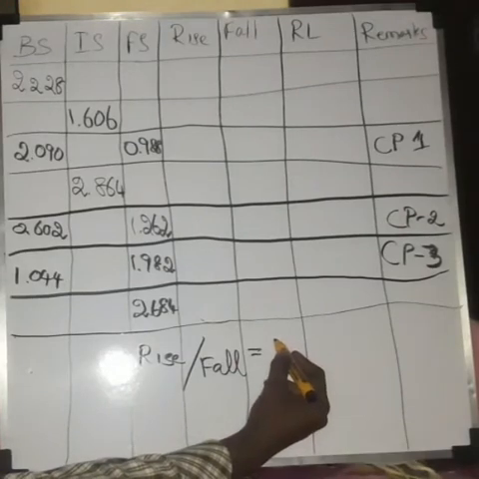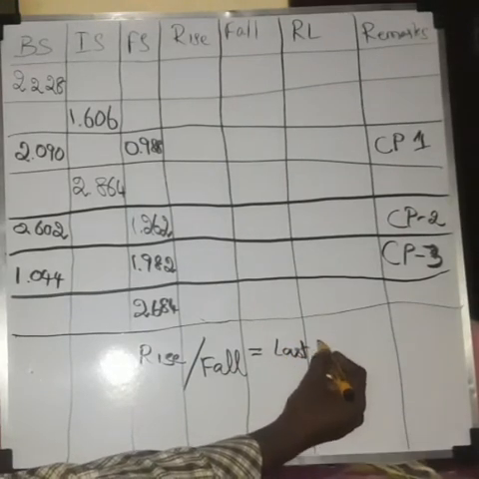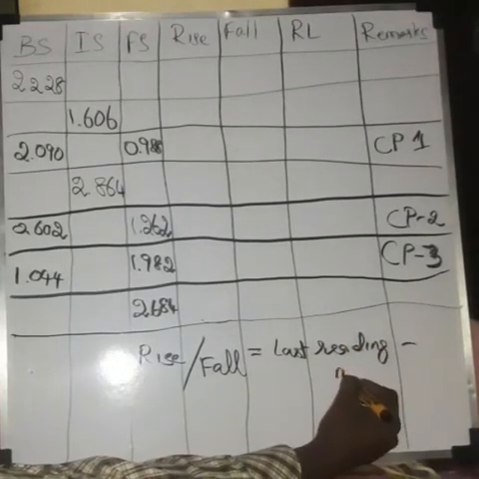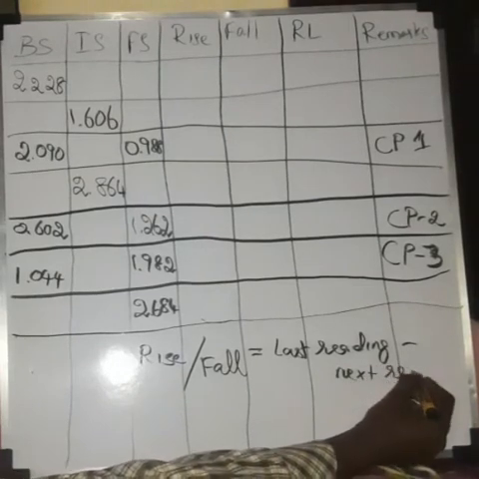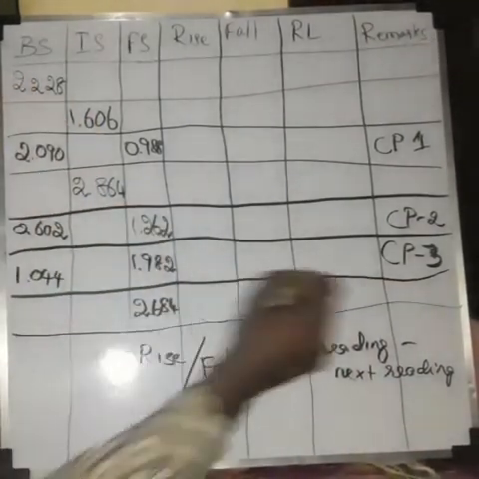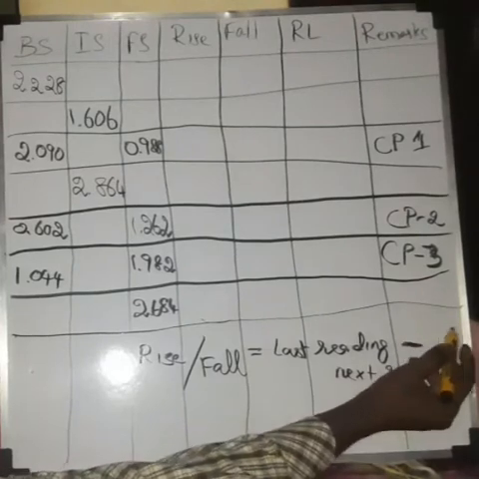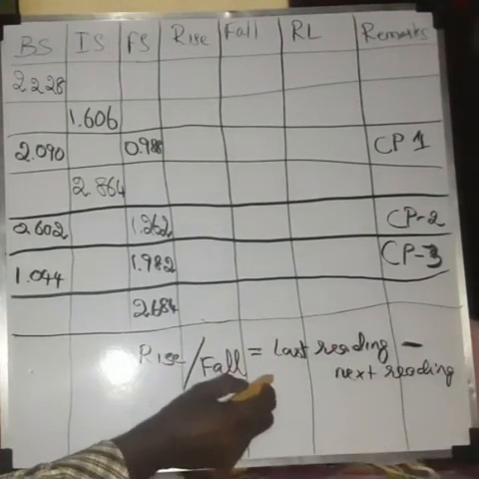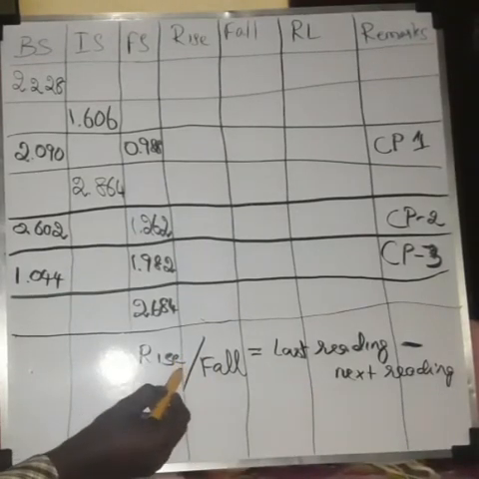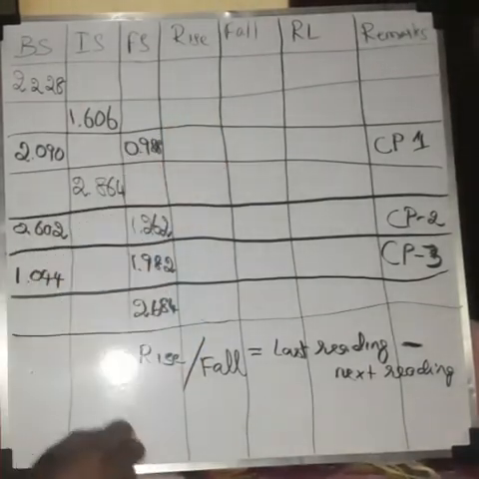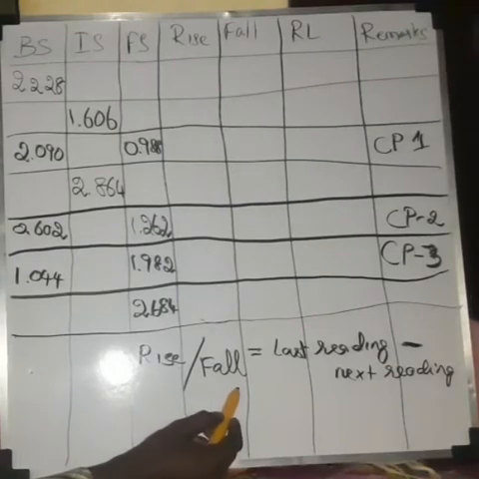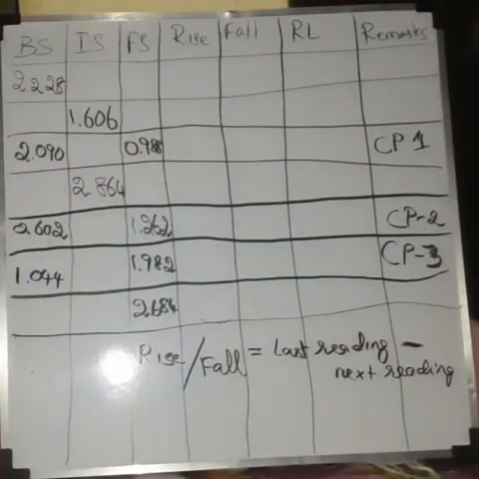Therefore, the last reading minus the next reading. That means the difference between the successive readings, so we can find the rise and fall. If the difference is positive, it means a rise value. If the difference is negative, it means a fall. First, you can find the rise and fall values.